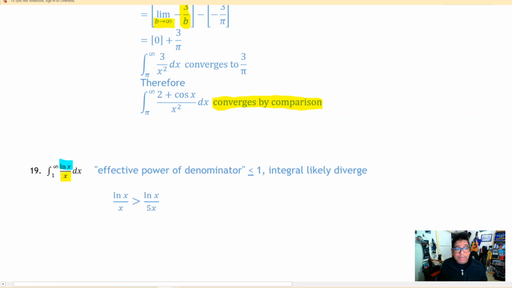So for example, sometimes I see students try natural log of x over 5x. And yeah, you've made the denominator bigger, so you have a smaller function, but you don't really have a function that's integratable. And that's a problem.